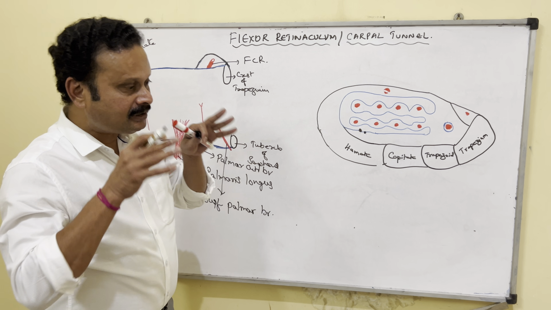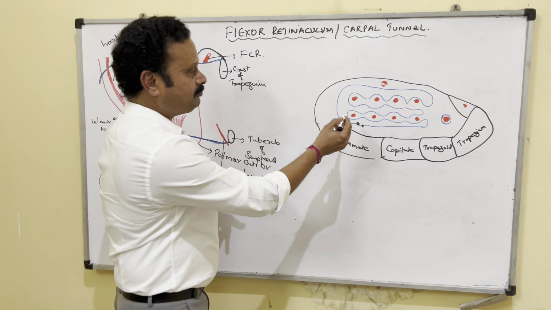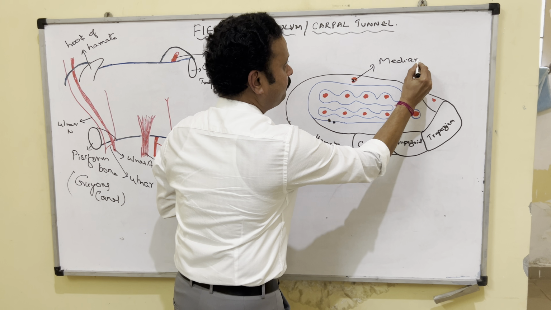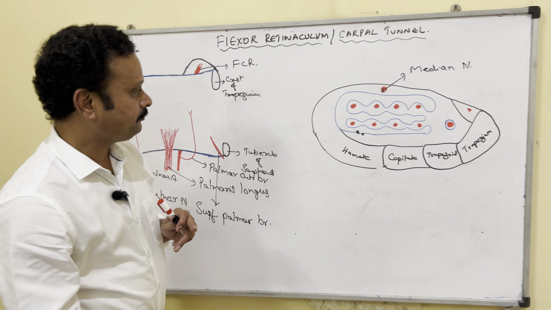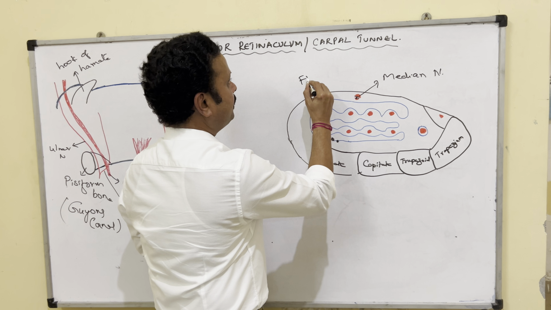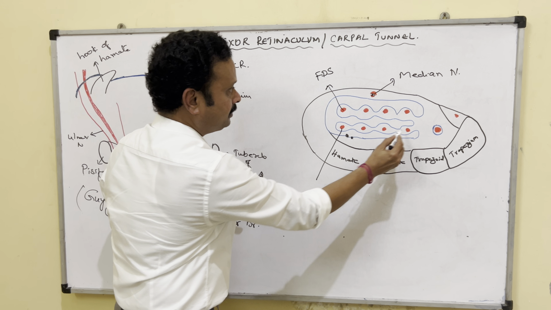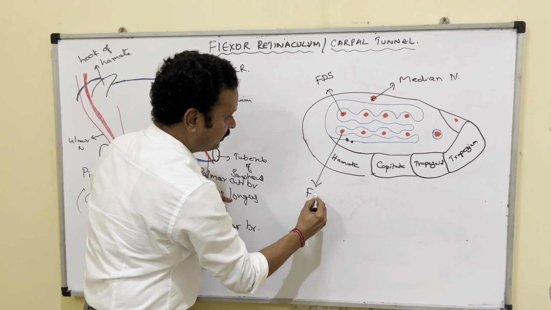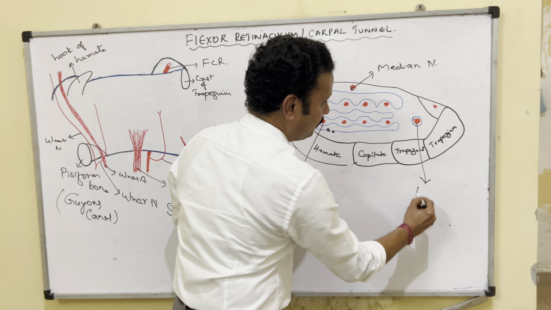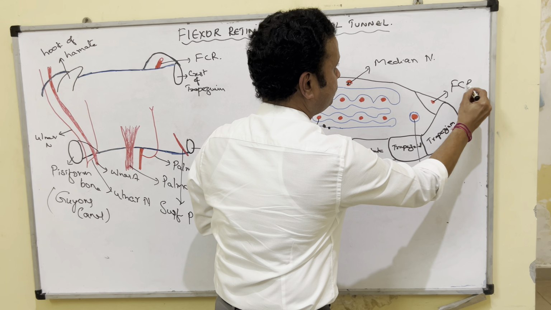The structures which pass through the carpal tunnel, or which pass deep to the flexor retinaculum, are, and this is important, the median nerve, the main important structure being the median nerve, 4 tendons of flexor digitorum superficialis, similarly 4 tendons of flexor digitorum profundus, this one flexor pollicis longus, and this one flexor carpi radialis.